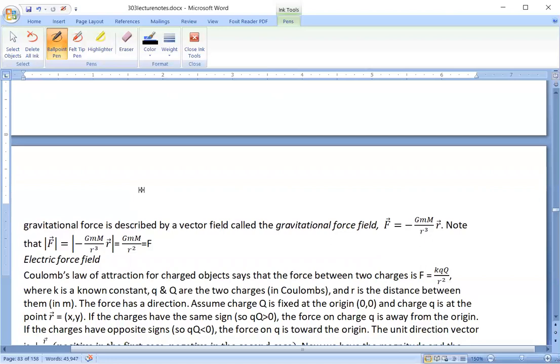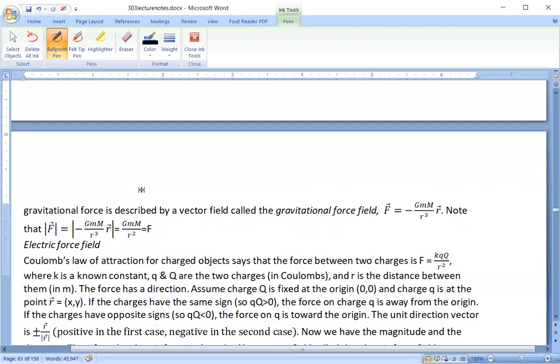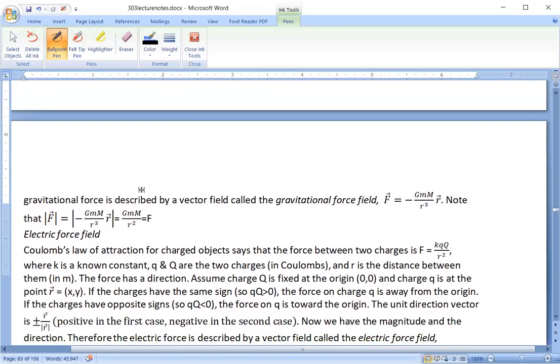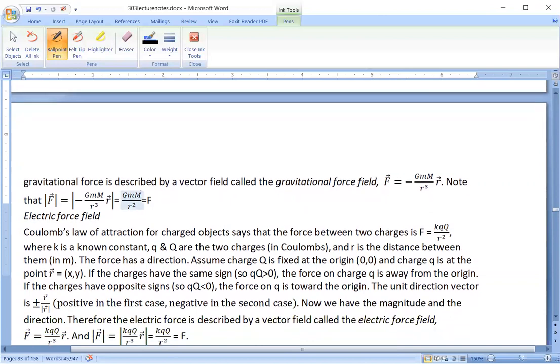Sorry, opposite sign, the product must be negative. So in that case, the force would be toward the origin. And then once again, just like we said before, the unit direction vector is going to be position vector r divided by its magnitude, and it's going to be either positive or negative. So we now have the magnitude and direction. So now we have the electric force field.